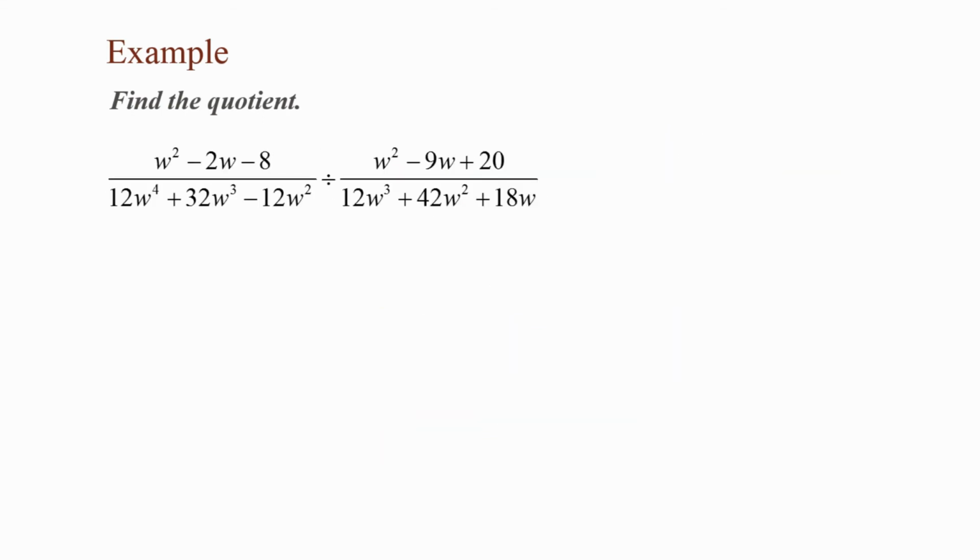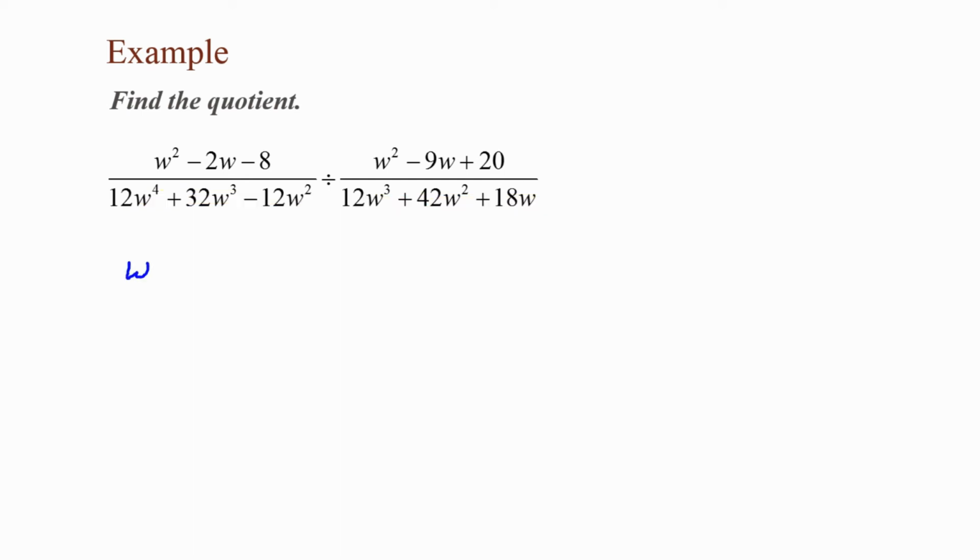In this example, find the quotient: w squared minus 2w minus 8 divided by 12w to the fourth plus 32w to the third minus 12w squared, divided by w squared minus 9w plus 20 over 12w to the third plus 42w squared plus 18w. Both of our current denominators have greatest common factors. So I'm going to factor out the greatest common factor and change the problem to multiplication in the same step.